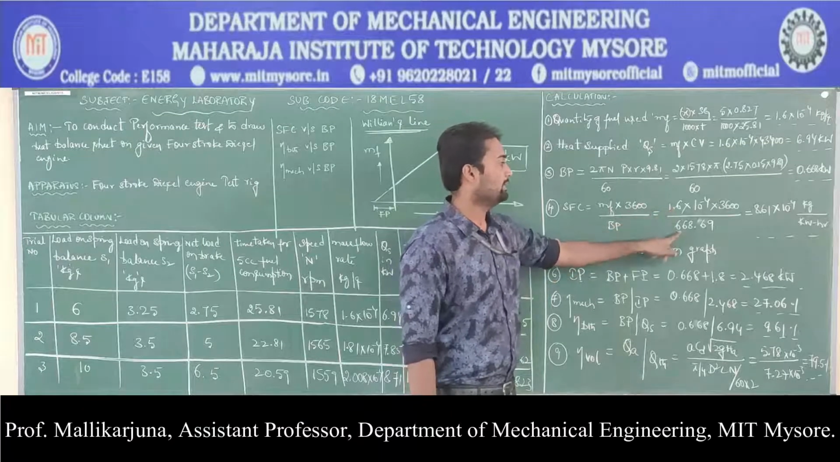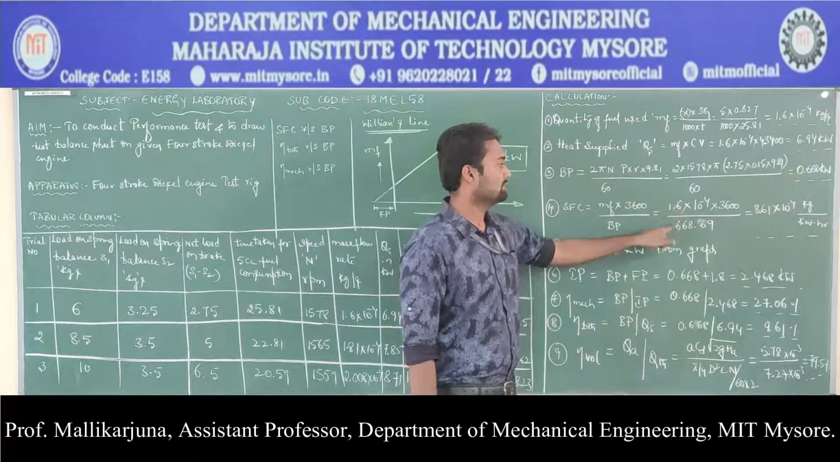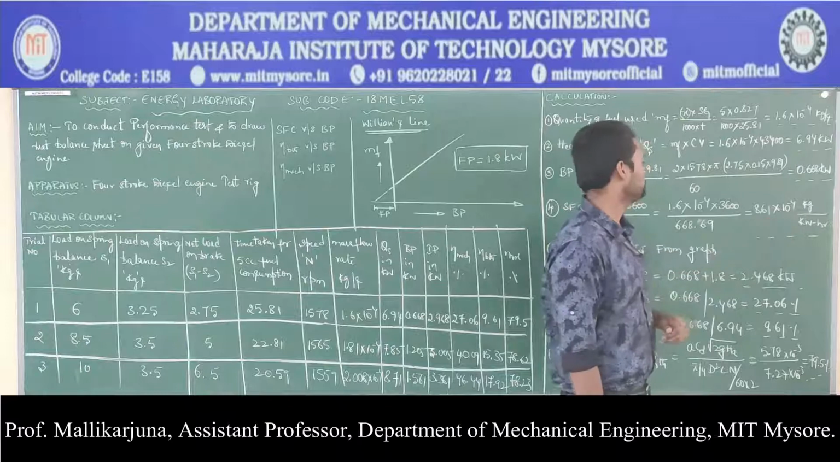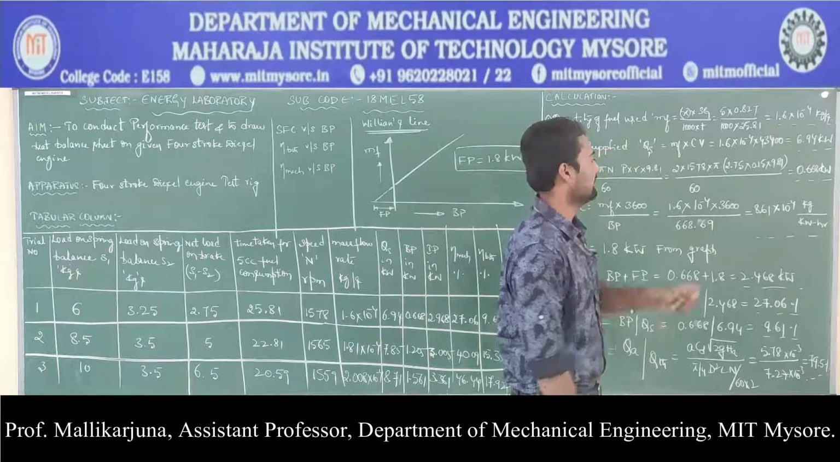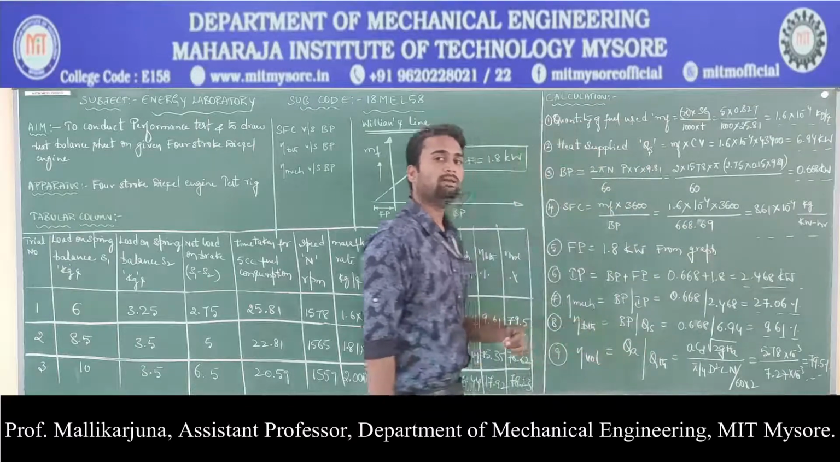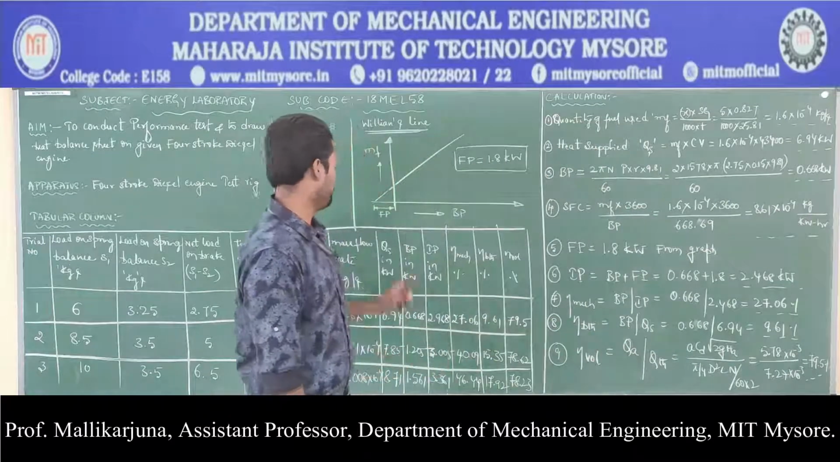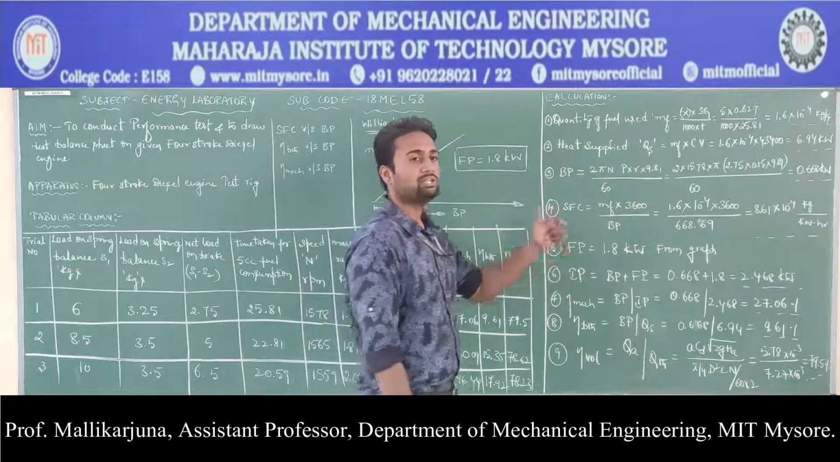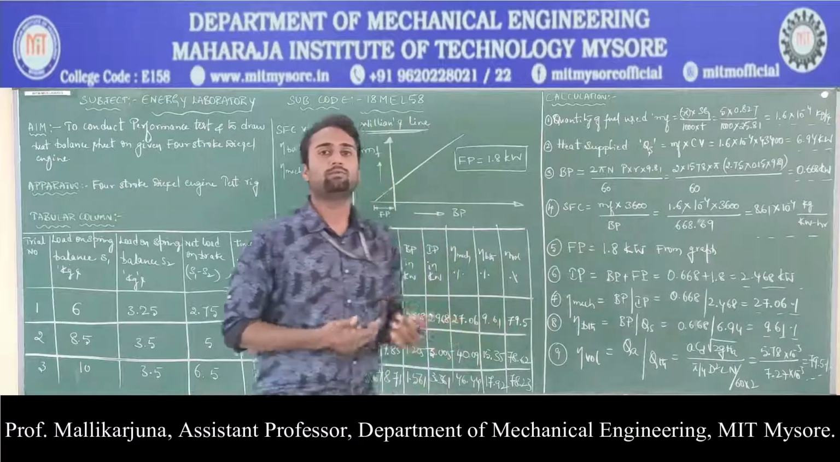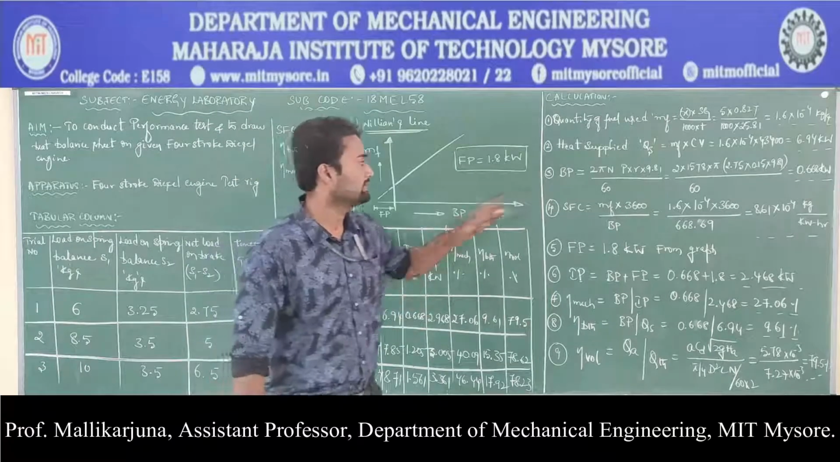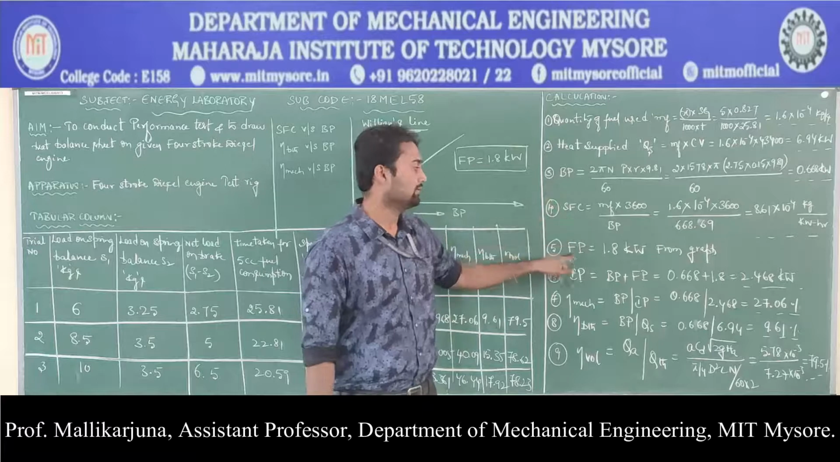We have calculated MF as well as BP, so we have substituted that, and upon substitution we have got the SFC value as 8.61 into 10 to the power of minus 4 kg per kilowatt hour. That we have not shown in the tabular column. Let it be. Next thing is frictional power. What is the amount of friction that engine is showing in order to develop this much power? That needs to be calculated.